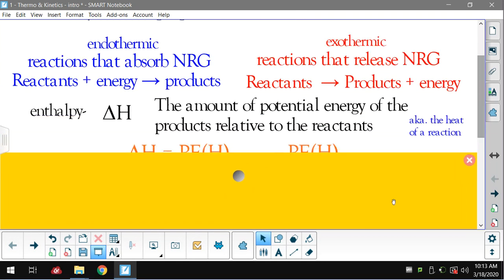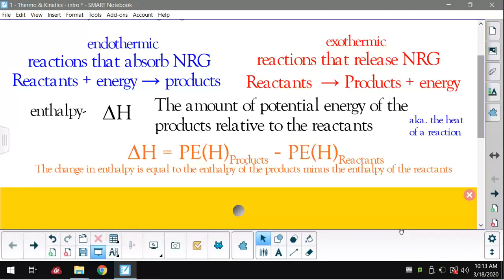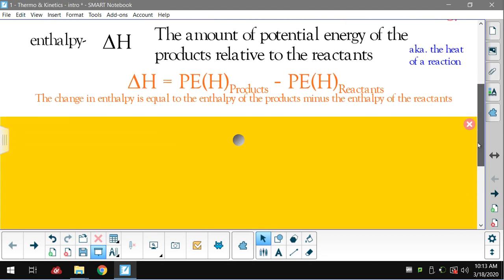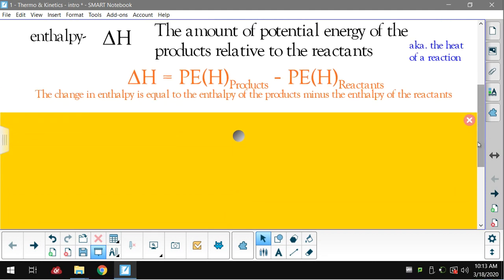The next term is called enthalpy. Enthalpy is an important concept in thermodynamics because it talks about the amount of energy. Enthalpy has a variable of H. Don't ask me why, but it's H. And we always talk about the delta H, the change in enthalpy. That's the amount of potential energy of the products relative to the reactants. Table I also calls this the heat of a reaction. So you want to reference table I for this.